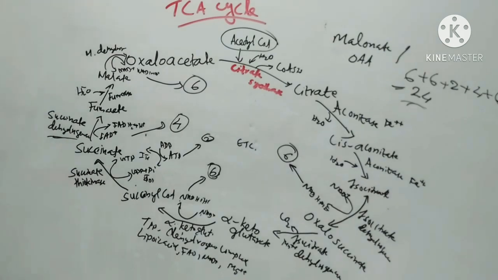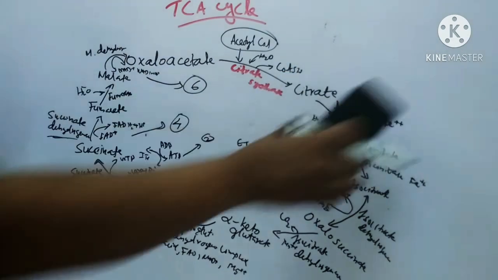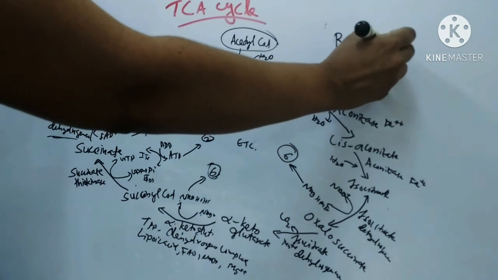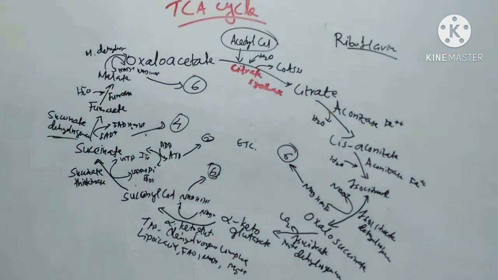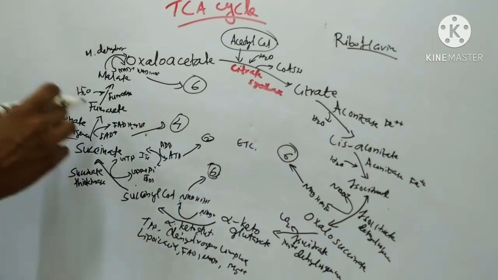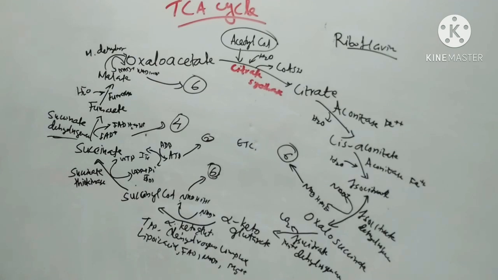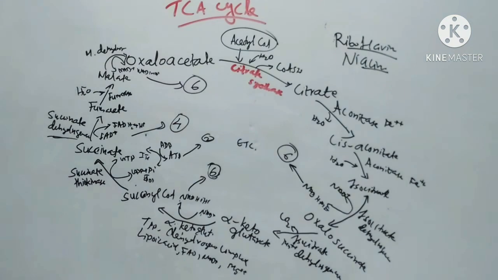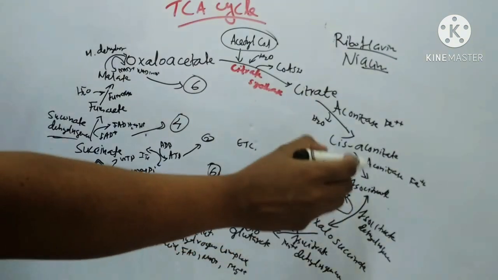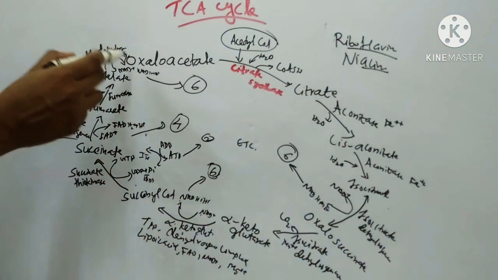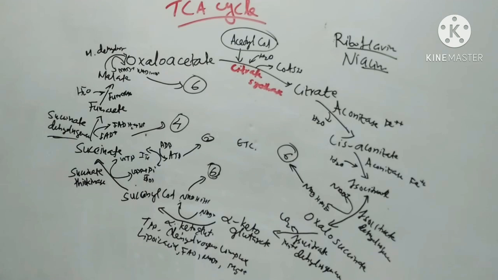Then 5 B vitamins are associated with the TCA cycle for yielding energy. The first one is riboflavin. Riboflavin in the form of FAD is a cofactor for the succinate dehydrogenase enzyme. Next one is niacin. Niacin in the form of NAD is the hydrogen acceptor for isocitrate dehydrogenase, alpha-ketoglutarate dehydrogenase and malate dehydrogenase.